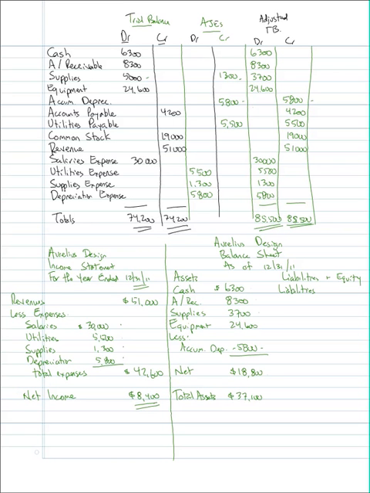For liabilities and equity, we have accounts payable, $4,200. Utilities payable, $5,500. So our total liabilities are $9,700.